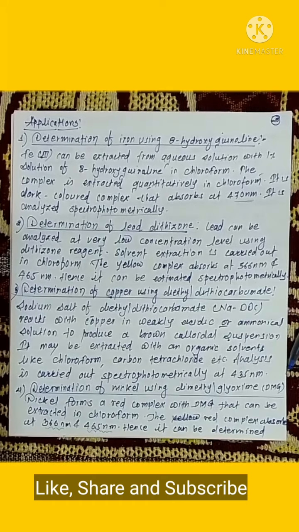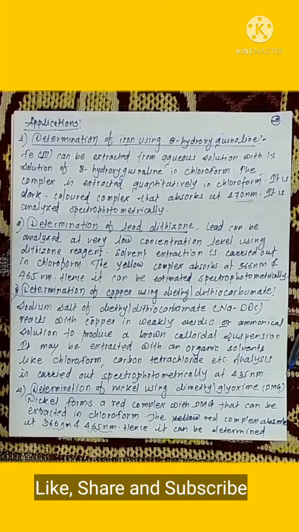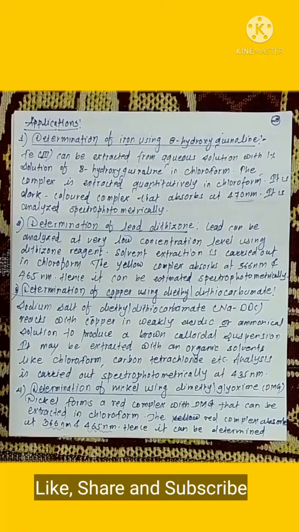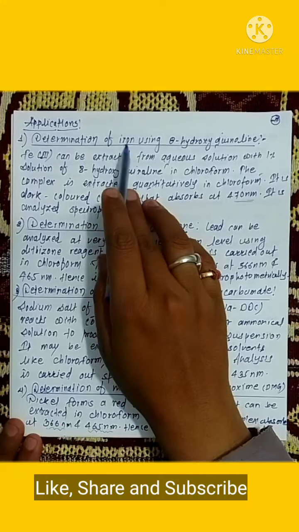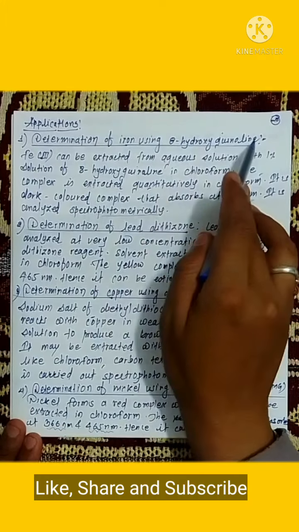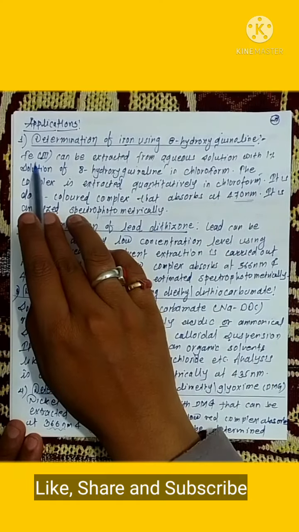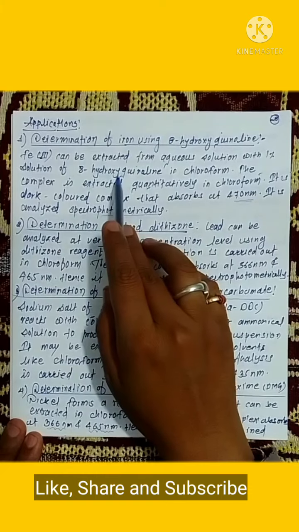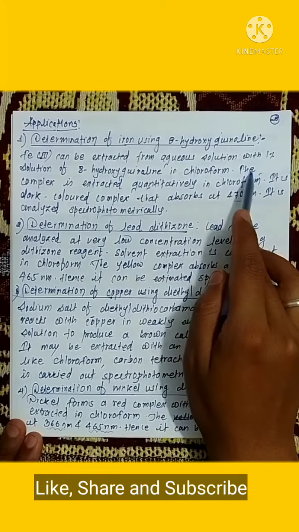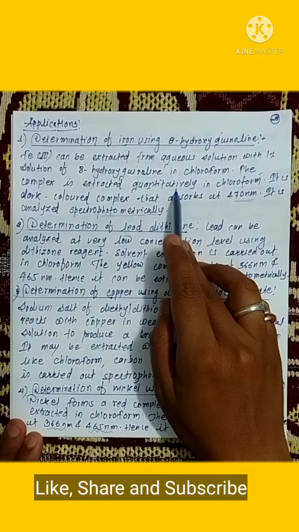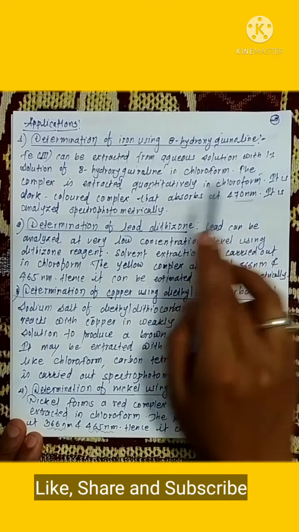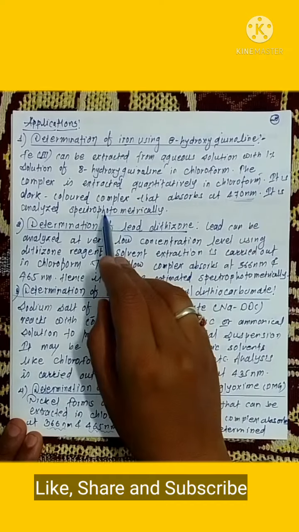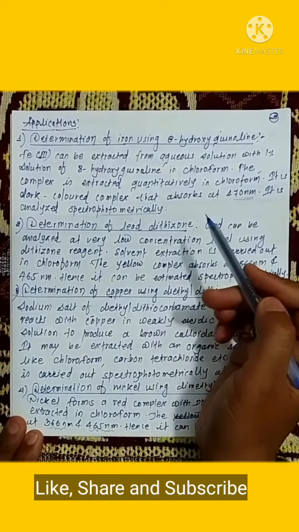Good morning, student. Today we are going to see application of solvent extraction. Solvent extraction technique is used in determination of iron using 8-hydroxyquinoline as your ligand or reagent. Fe3+ can be extracted from aqueous solution with 1% solution of 8-hydroxyquinoline in chloroform. The complex is extracted quantitatively in chloroform. It is a dark colored complex that absorbs at 470 nanometer and it is analyzed spectrophotometrically.